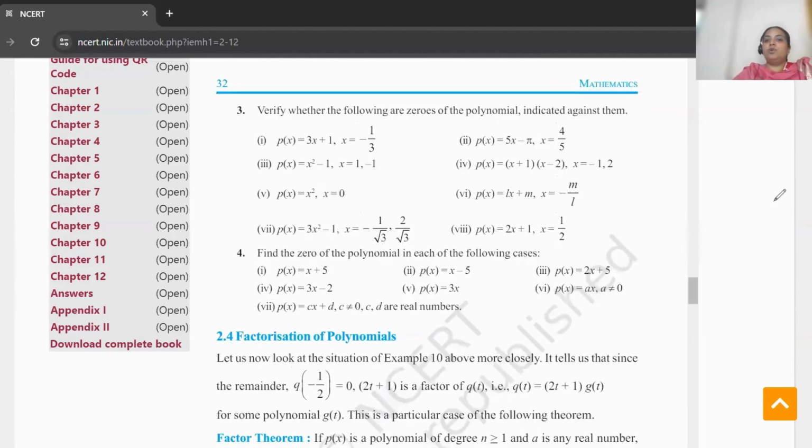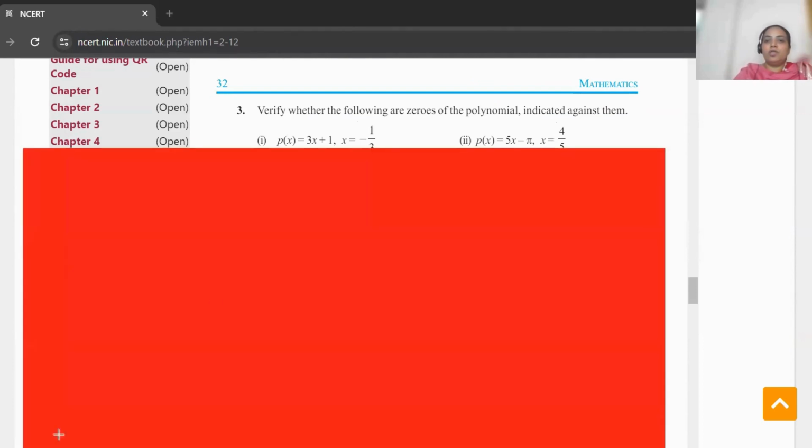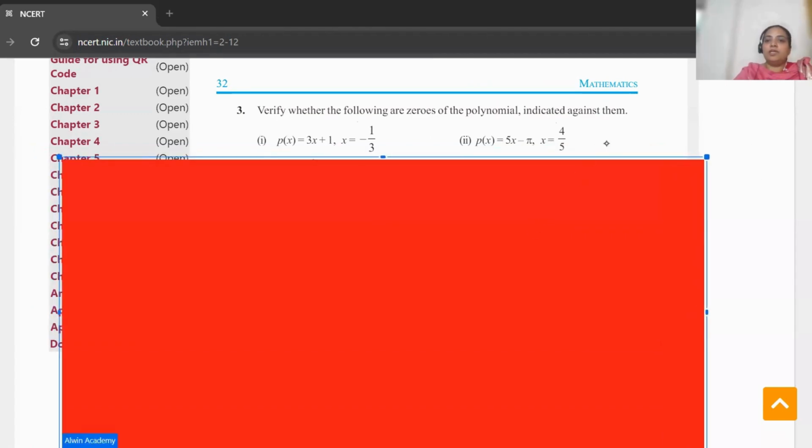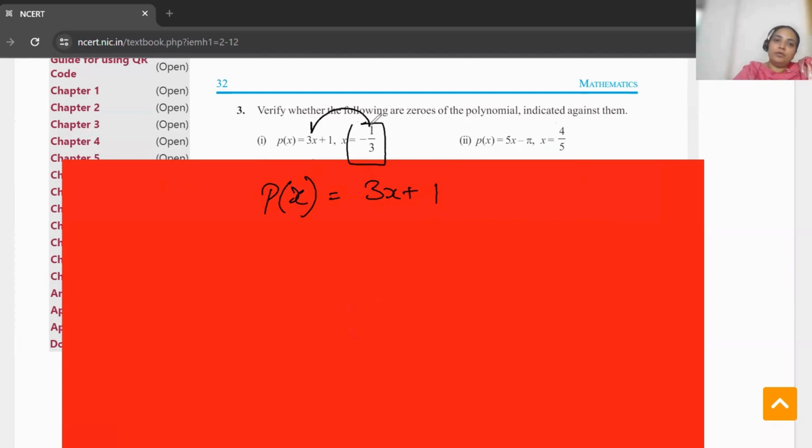Verify whether the following are zeros of the polynomial indicated against them. So what are we doing here? We are now verifying if the value written ahead of it is the 0 of that polynomial. So I'll write first of all the polynomial of x here is 3x plus 1. And now if I want to check if this is the 0, I will put it into this, and this should be 0, right or not?